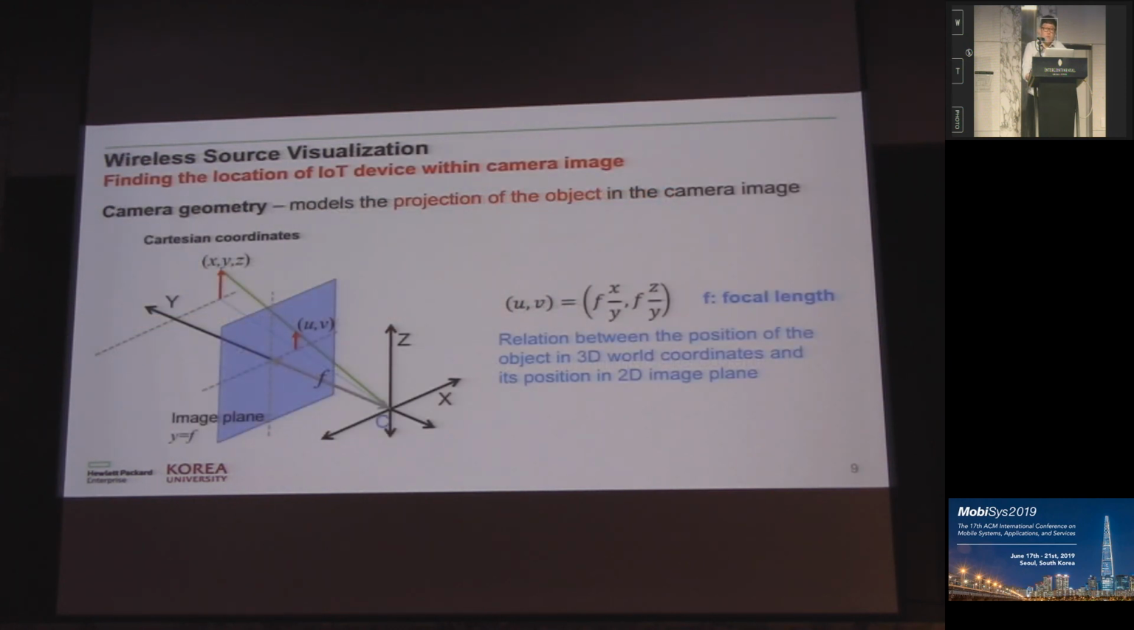So let's first talk about how to find the location of the IoT device in the camera image. To understand it, we first need to understand the relationship between the position of the object in the real world and its position within the camera image, which is called camera geometry. Given the 3D location of the object, x, y, and z, the location of the object in the camera image is represented as fx over y and fz over y, where f is the focal length of the lens. Here, x, y, and z are the Euclidean distances along the x, y, and z axes, which is called the Cartesian coordinate.